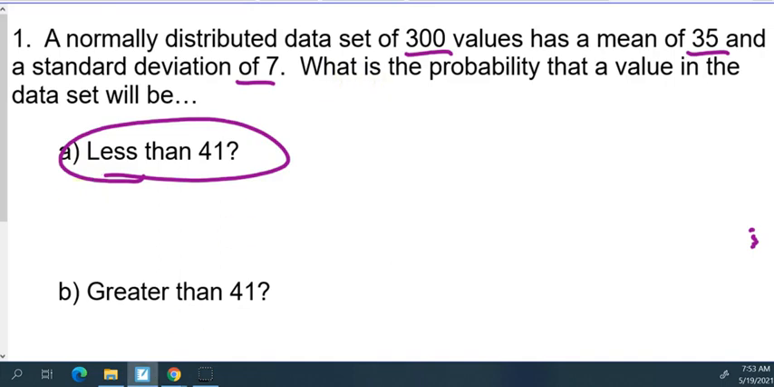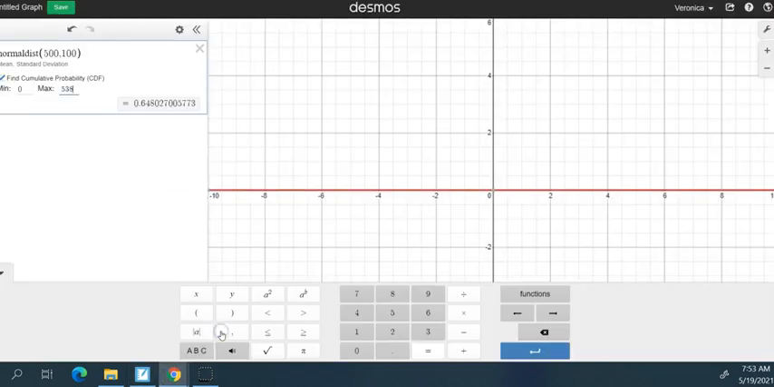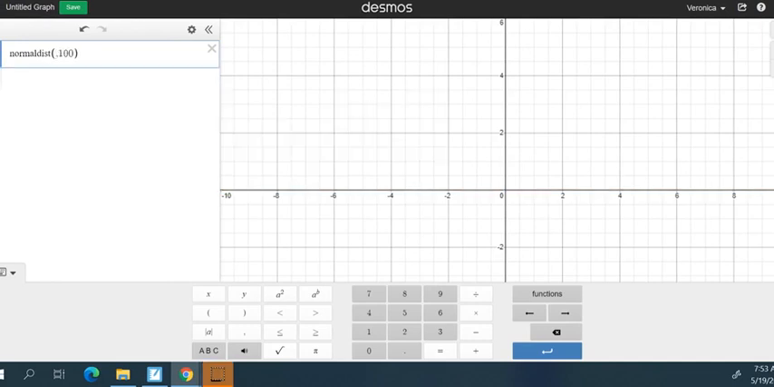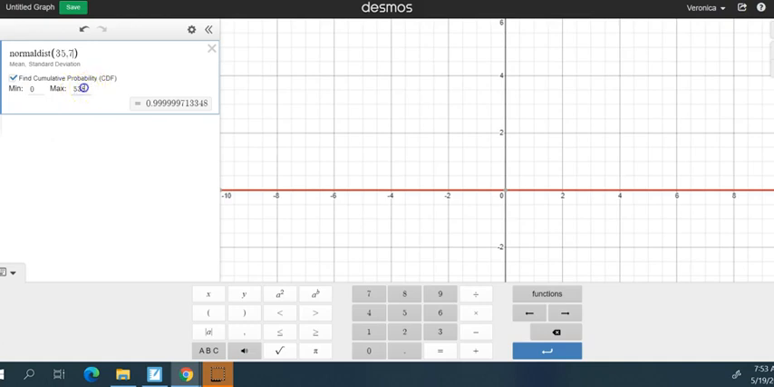So let's head over to Desmos and put in this information. We're going to change our mean, and our mean this time is 35, and our standard deviation is going to be 7. Then we want less than 41, so just go down here. We're going to change our maximum to 41, and we'll notice that we get 80.4%.